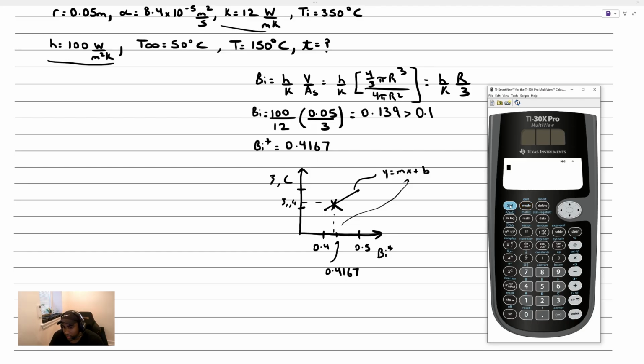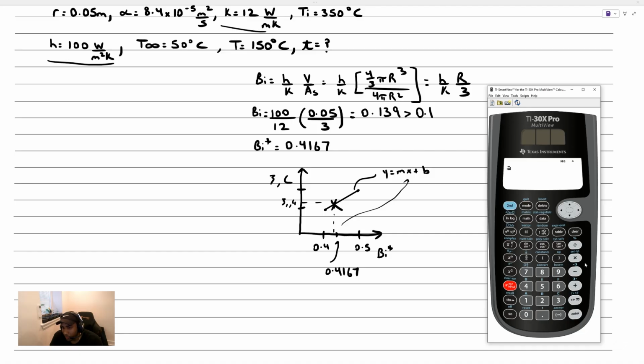First thing we're going to do is click second, and then this stat button here. We're going to scroll down to the linear regression option, which is option 4 here, and click enter. We're going to create an equation of a line for x equal to Bi star and y equal to zeta. That's L1 and L2 here. Once we go ahead and calculate this, we get constants a and b that represent the slope and the y-intercept. We can go ahead and quit out of here and note that you can access the slope and the y-intercept from these variables here in the calculator.